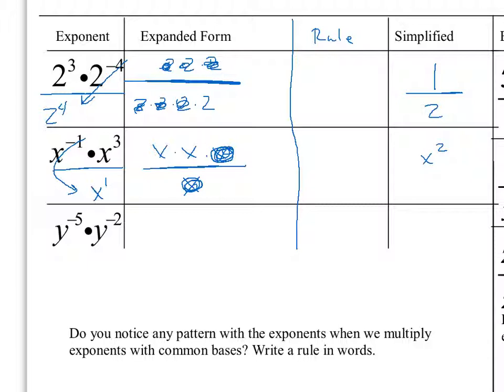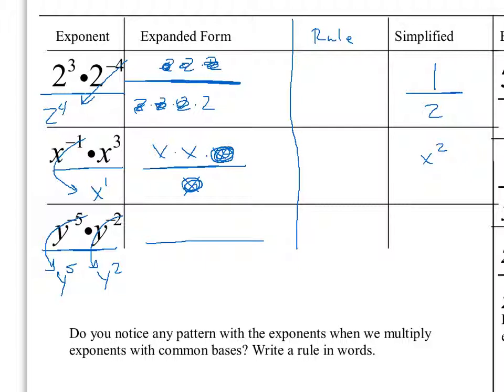So now, looking at the next one, we have y to the negative 5th and y to the negative 2nd. These both need to be flipped. So I'm going to add my fraction bar. I'm going to flip the y to the negative 5th to the bottom to make it y to the positive 5th. I'm going to flip y to the negative 2 to the bottom to make it y to the positive 2. Now when I'm ready to do my expansion, what do I have on top?